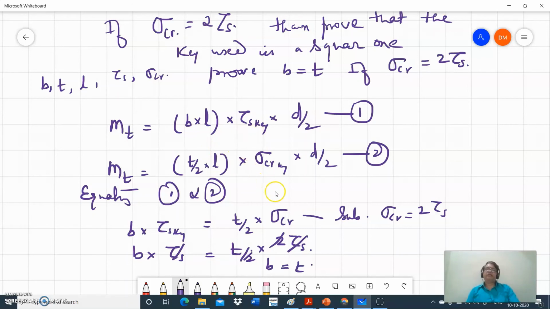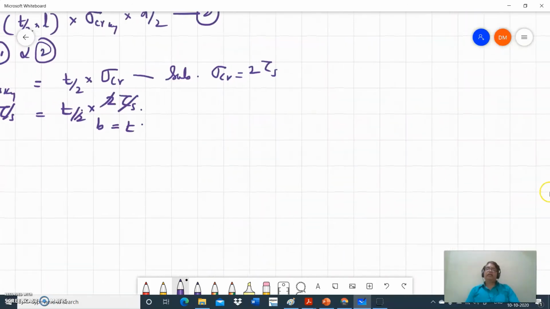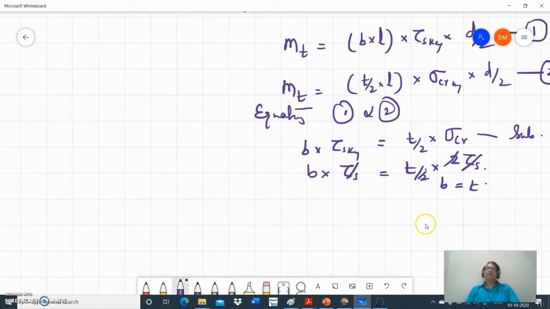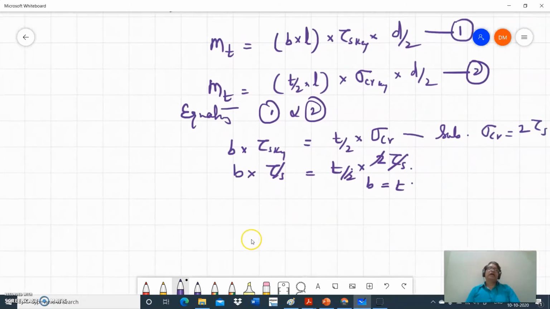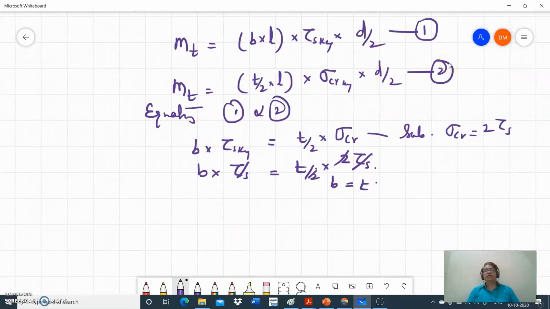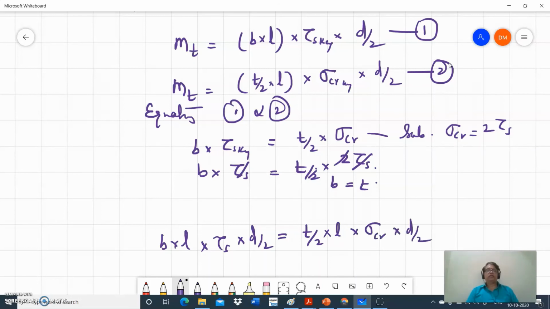In the same way, they may ask this question: if the key used is a square one, then prove that the crushing stress is equal to twice the shear stress. Again, you have to use the same two equations. So here you write down these two equations. Based on shear, it is B into L into tau S into D by 2, and based on crushing it is T by 2 into L into sigma CR into D upon 2.